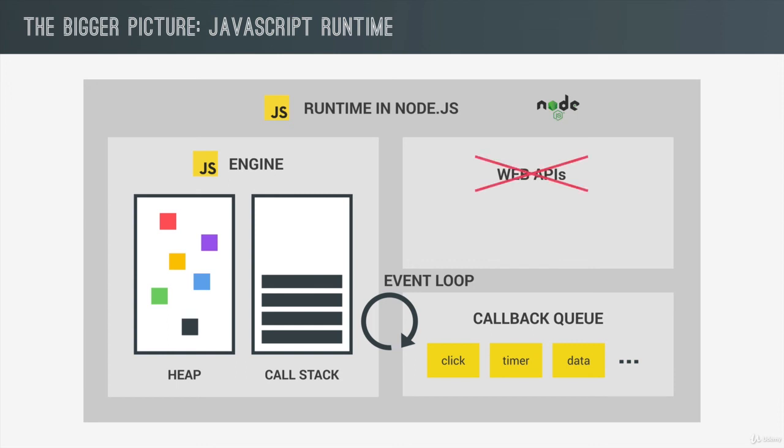Instead, we have multiple C++ bindings and a so-called thread pool. Now, details don't matter here at all. I just want you to know that different JavaScript runtimes do exist. All right, cool. That's all I had to tell you about JavaScript engines and runtimes. In the next lecture, we will learn how JavaScript is executed in the call stack.